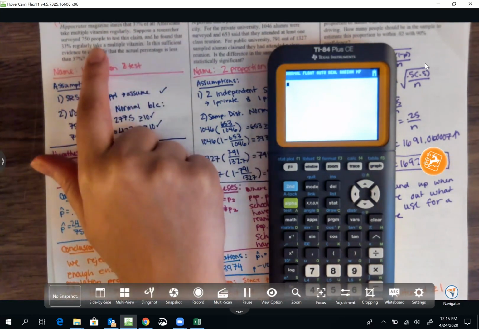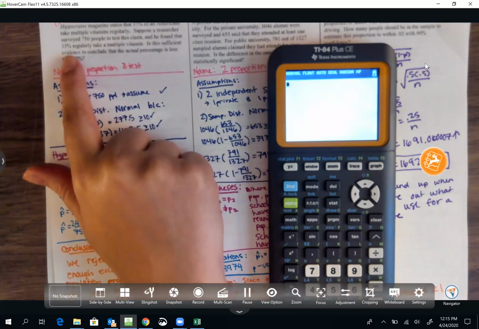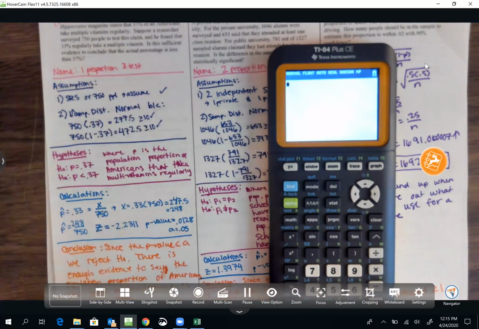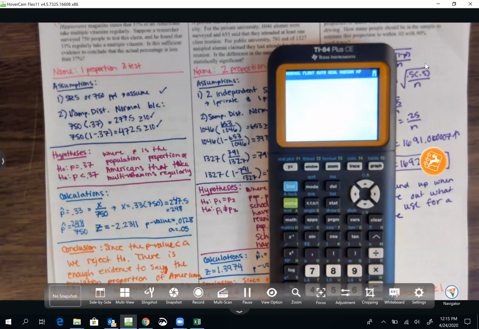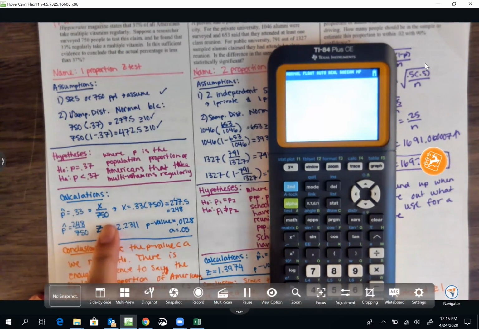suppose a researcher surveyed 750 people to test this claim and he found 33% regularly take a multivitamin. So our p hat in this case, our sample proportion is 0.33. If we were using an equation, we can type in 0.33 and you're still welcome to use the equation. But it's not really necessary. Instead, you need to turn 0.33 into a fraction. Because remember, when you type it in the calculator, you're typing an x and you're typing an n. It has to be written as a fraction before you can type it in that way. So 0.33 is going to be x over 750. So x is going to be 0.33 times 750, which is 247.5.